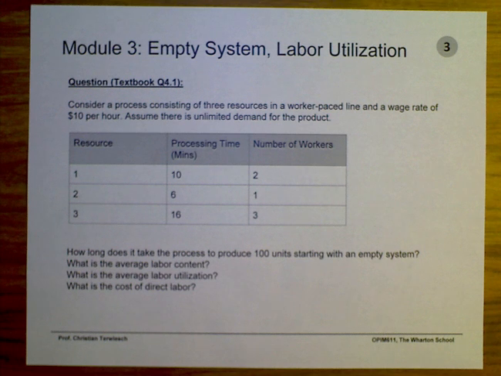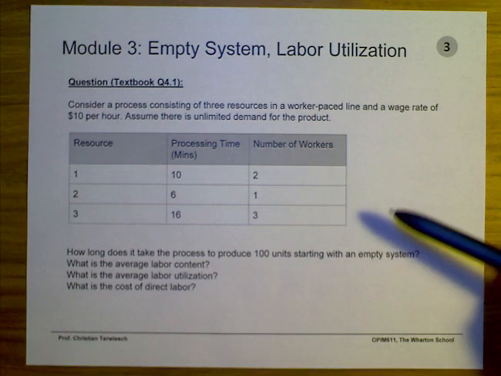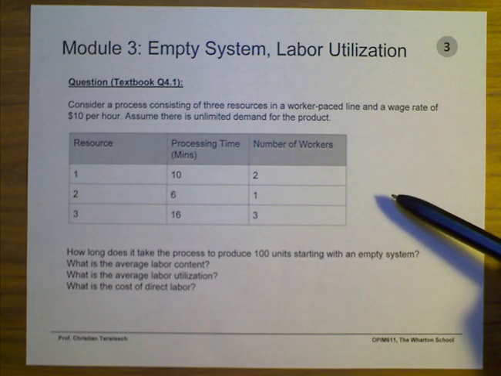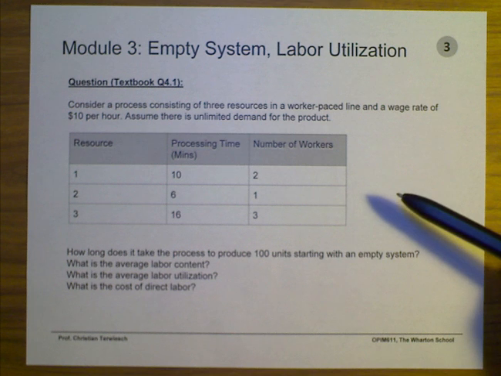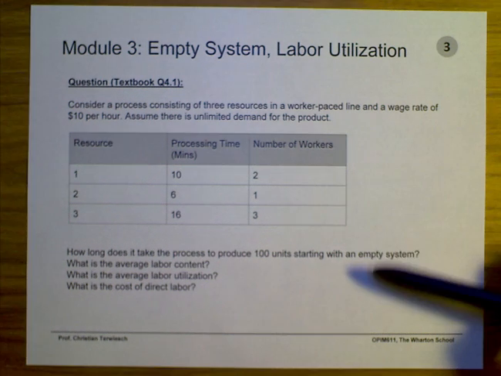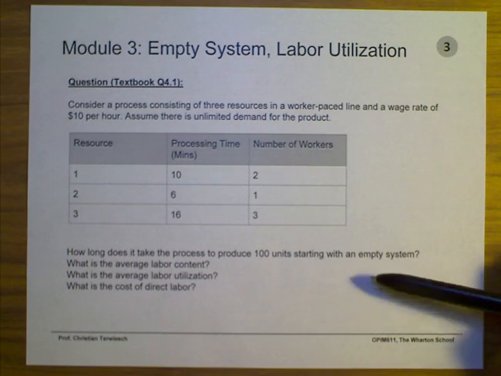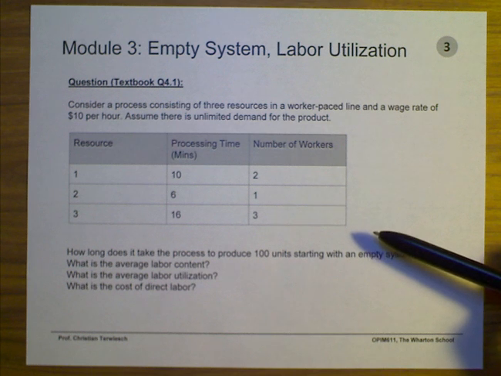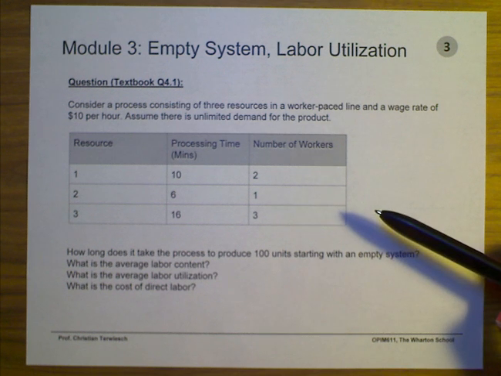For Module 3, we'll take a look at a problem that has to do with an empty system and labor utilization. So we will take a look at the scenario we have laid out here. We have a process consisting of 3 resources in a worker-paced line, and all the workers earn a wage of $10 per hour. And here we're going to assume there is unlimited demand for the product.